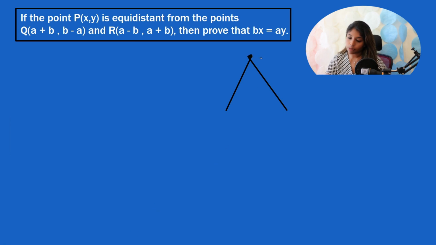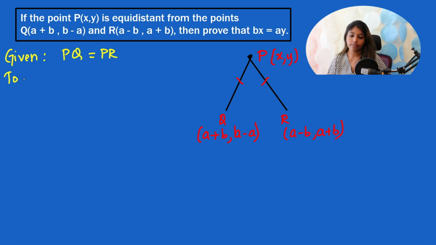So the question says point P is equidistant. That means it is at equal distance from point Q and point R. So these two lengths are equal. And we know the coordinates. Point P has coordinates x, y, and point Q has coordinates a plus b, b minus a, and point R has coordinates a minus b, a plus b. That's it. So we know that they are equidistant. So our first thing given is PQ equals PR. They have already given it. We are supposed to prove that bx equals ay, right?